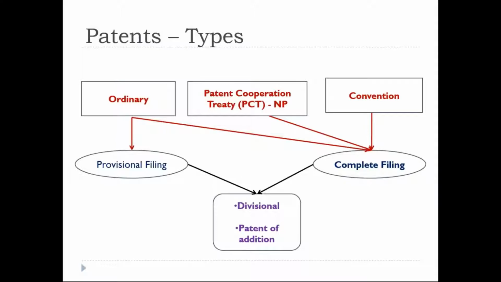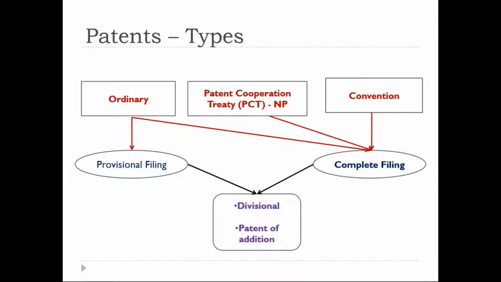What are they? Ordinary application, number 1, followed by Patent Cooperation Treaty, that is PCT, NP. What does NP mean? NP means national phase. I will explain, don't worry. Just know the expansions as of now. The third one is convention application. What is the meaning of convention application, right? Slowly we will learn these 3 terminologies in detail.